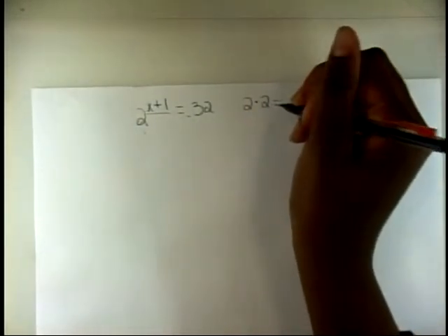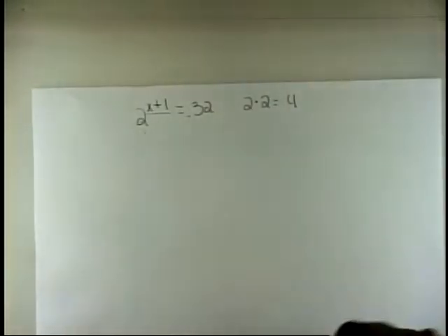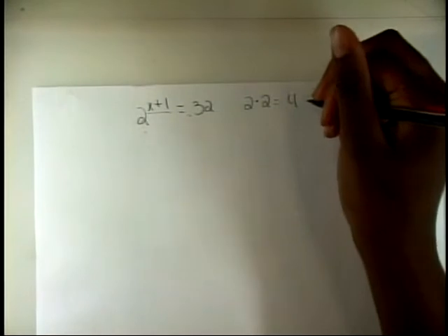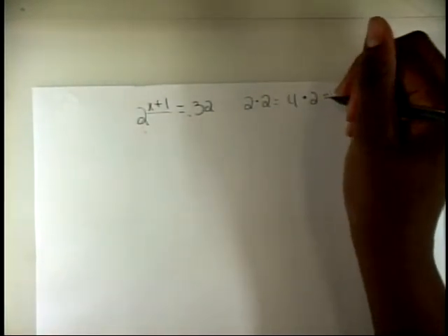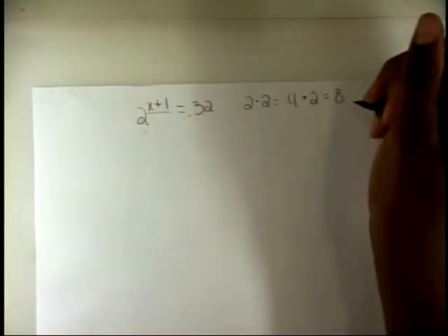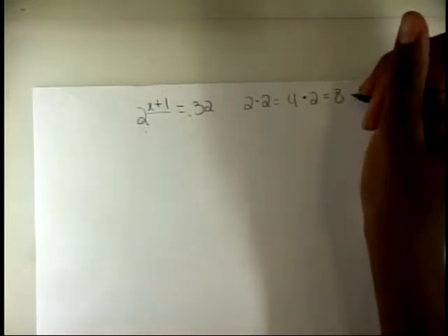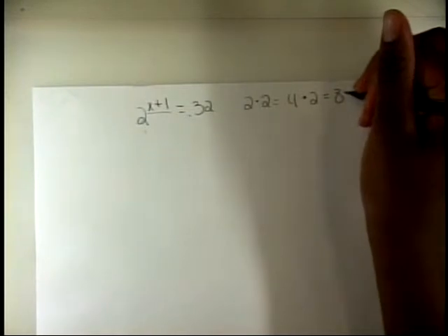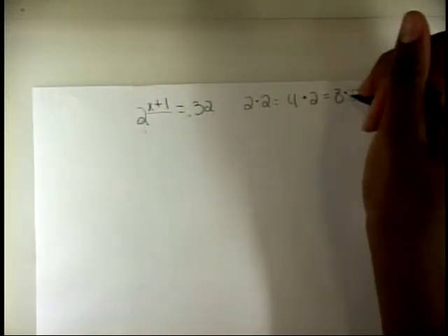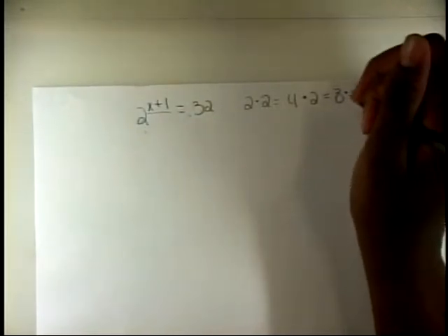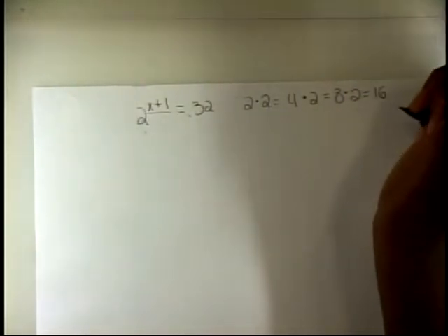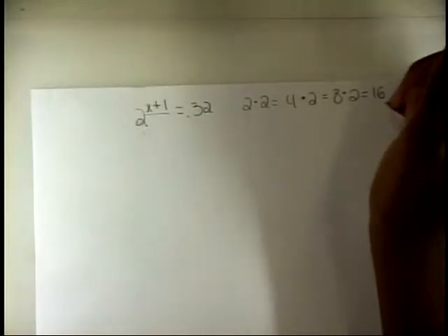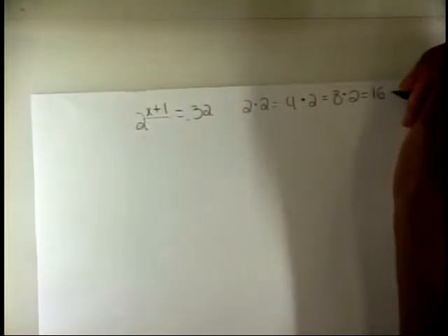2 times 2 equals 4. So that's not 32, so you have to keep on going till you get 32. So I multiply another 2. 4 times 2 is 8. Well, that's not 32, so you keep on going. So I multiply another 2. 8 times 2 is 16. Well, that's not 32, so you multiply by another 2.